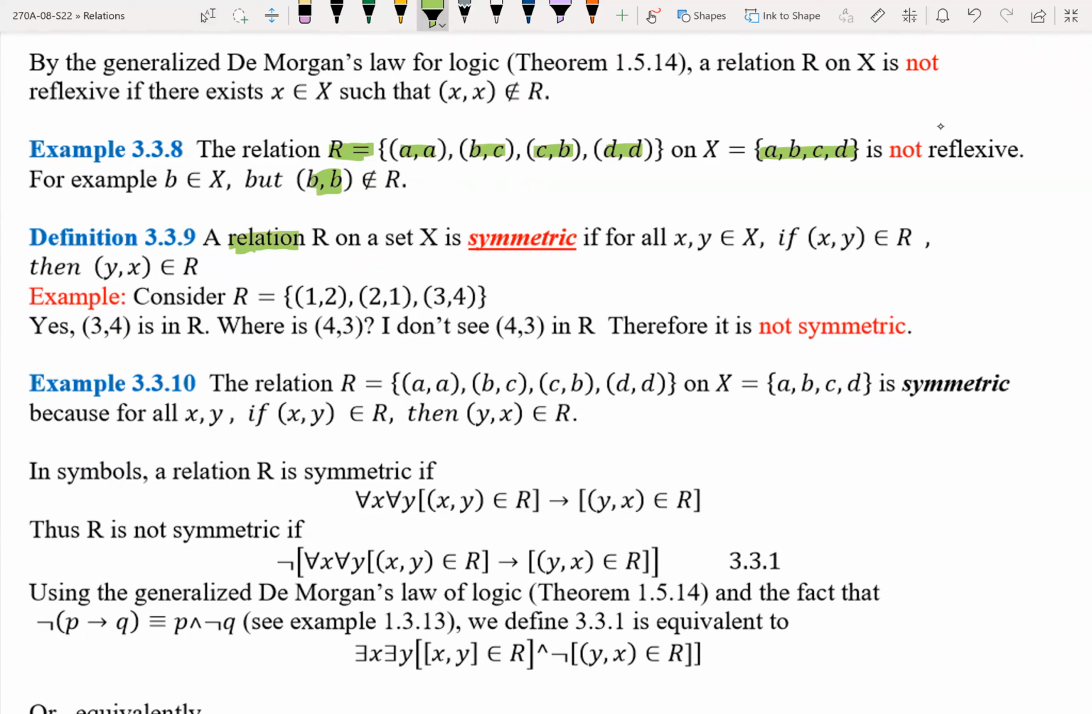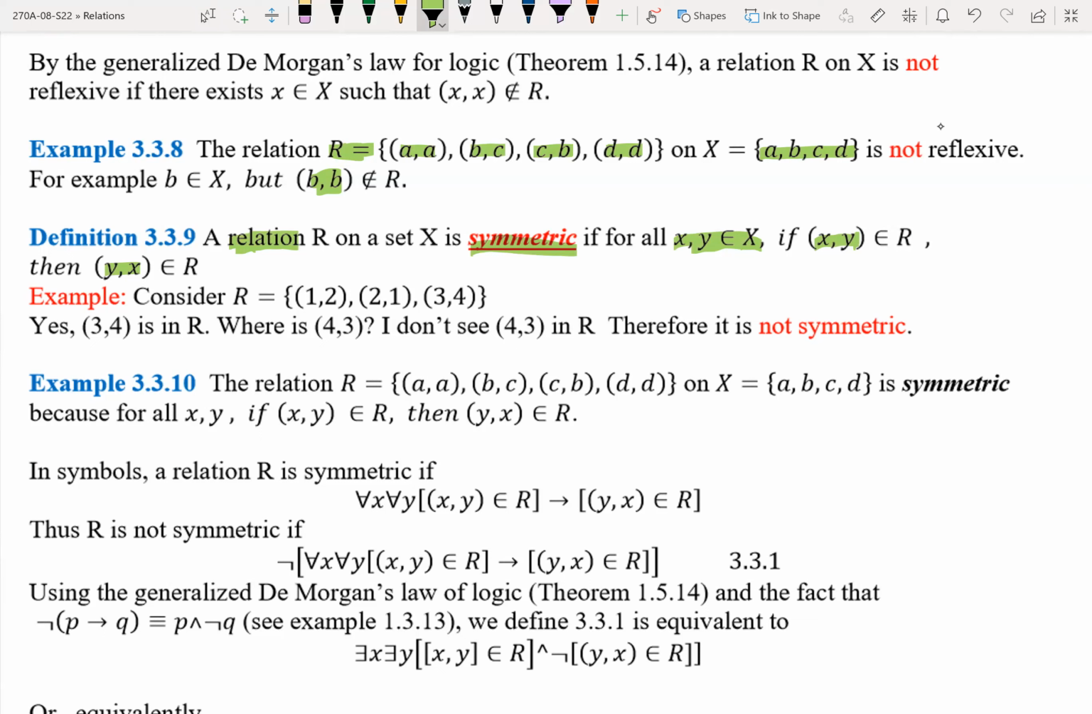What is a symmetric relation? For every single X and Y, if X and Y are related, then Y and X also are related. For every X, if X is related to Y, it means X is first, Y second, then the other way must be true also. So Y is related to X. That's all. That's what we call symmetric.